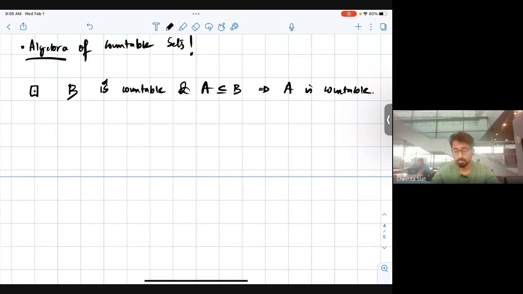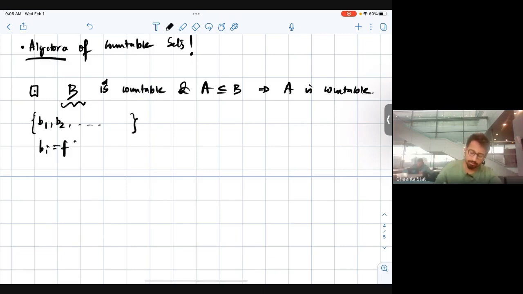It's very simple to understand. So the proof goes like this. Since B is countable, that means every element of B you can represent as b1, b2, like this, right? Since it's countable, bi is nothing but f of i, because there's a bijective function from the natural number set to the set B. So every n of the natural numbers goes to bn in that sense.